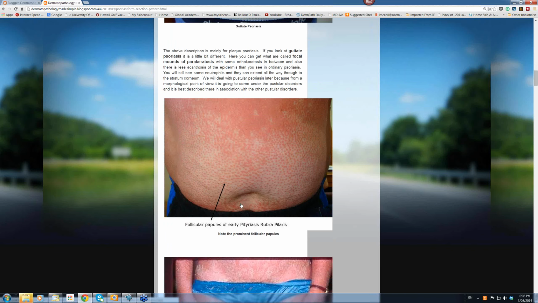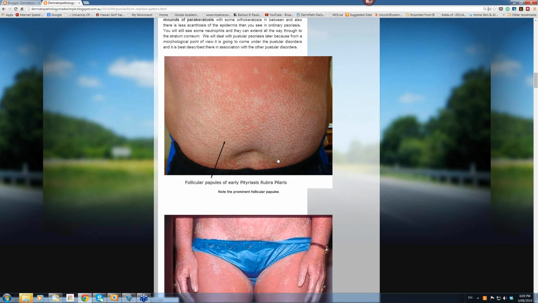Let's go on to another condition. Now, it looks a very characteristic picture, doesn't it? Look at all these follicular scaly papules. They're all centered around hair follicles. And here, they've all joined up, and there's little bits of sparing. But this is how the condition pityriasis rubra pilaris starts.